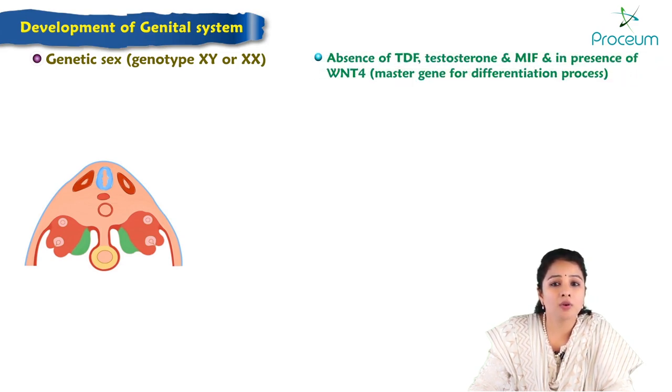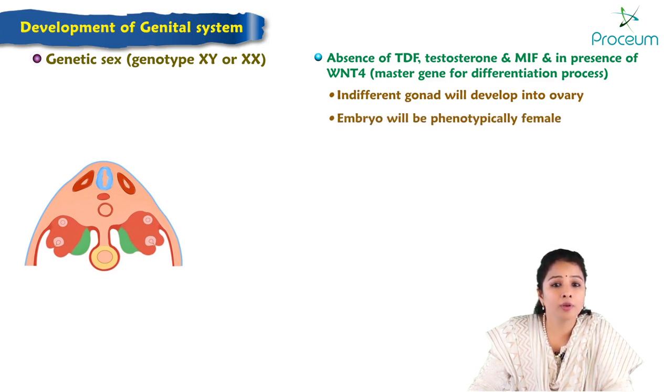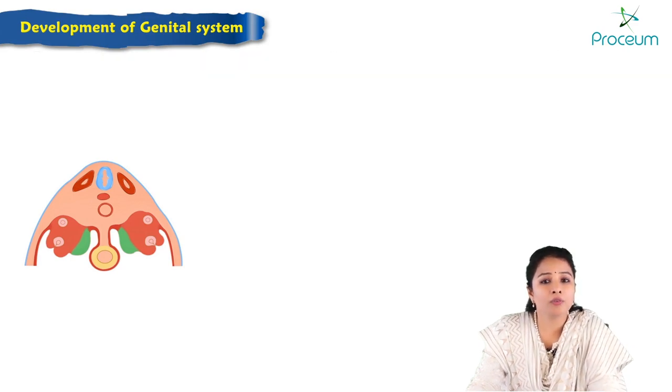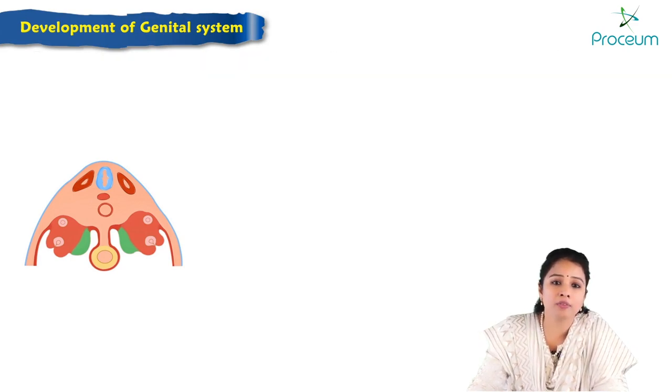In the absence of testis determining factor, testosterone and Mullerian inhibiting factor, and in the presence of WNT4 gene, which is a master gene for the differentiation of female gonads, hence indifferent gonad will develop into ovary and embryo will be phenotypically female. So let's see the development of gonads in both males and females.